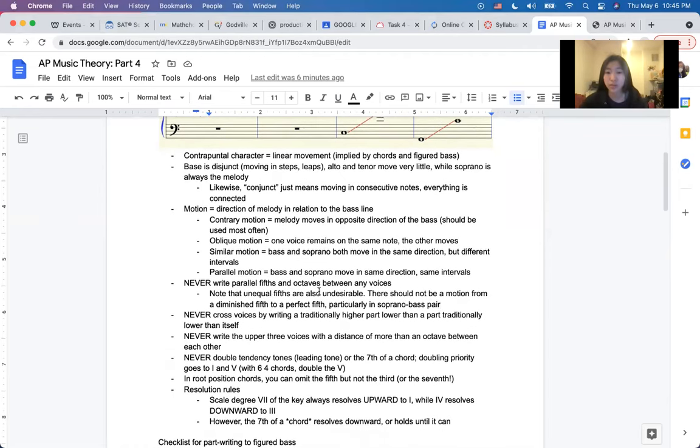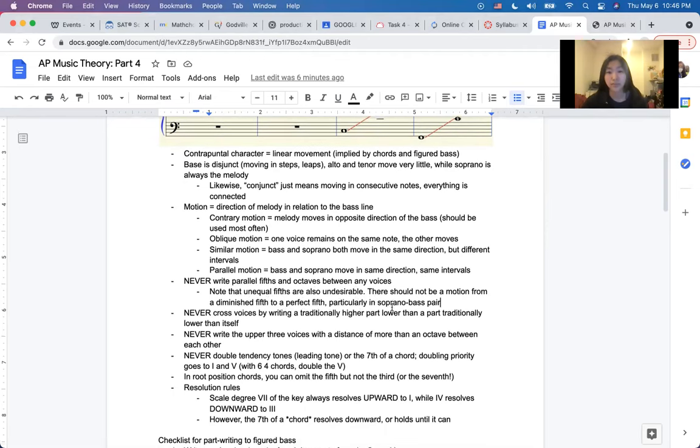Note that unequal fifths are also undesirable. In the common practice era, you should never have a diminished fifth to a perfect fifth, although the reverse is actually acceptable. Perfect fifth to diminished fifth is fine, but diminished fifth to perfect fifth is not.